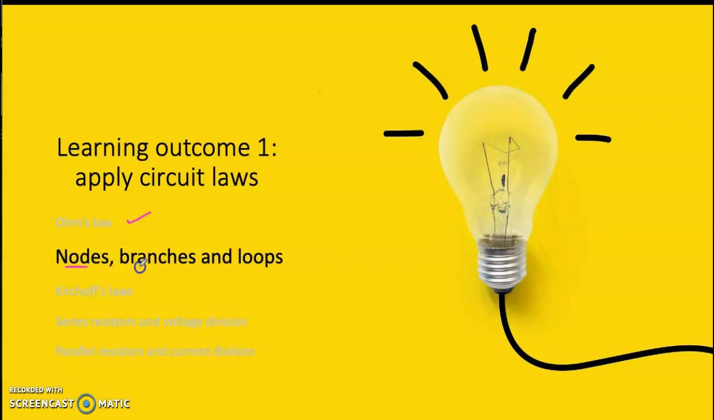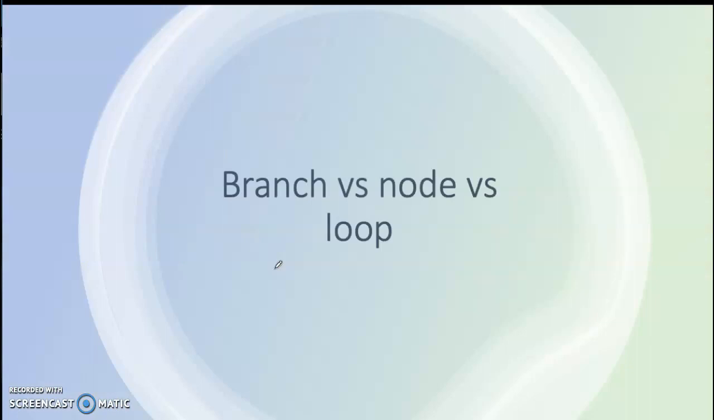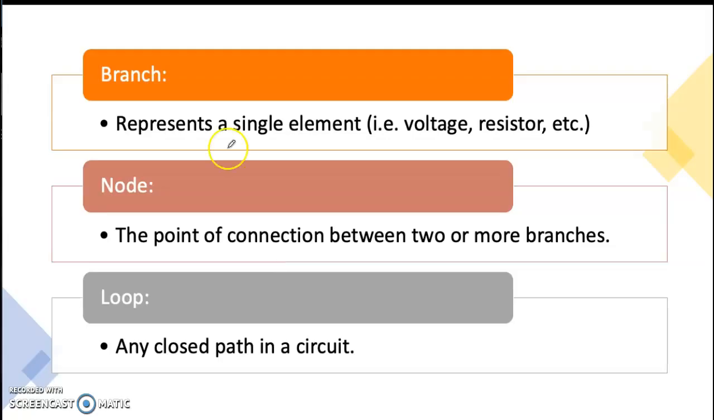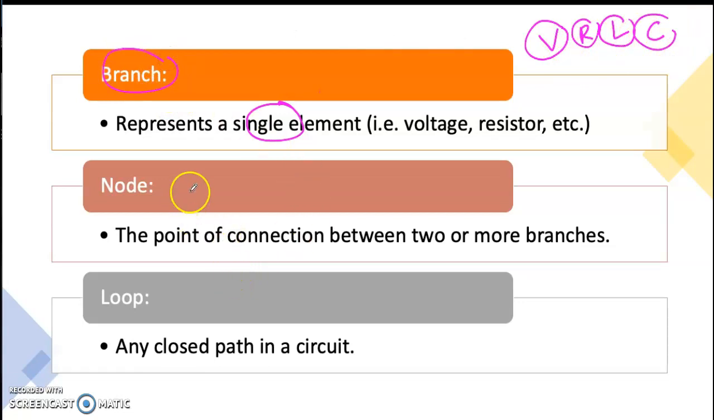So the second part here is about nodes, branch and loops. So what is branch, what is node and what is loop? So branch represent a single element. So in your circuit you will have voltage, you have inductor, you have resistor and your capacitor. So this is what we call a single element. So each single element represent one branch.